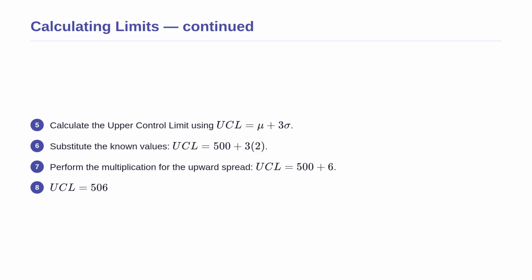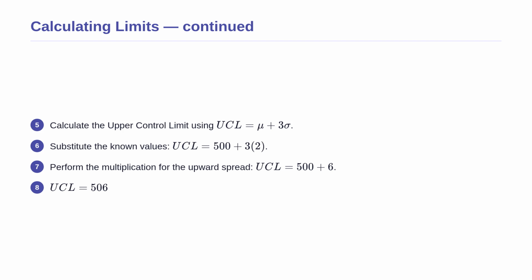Continuing with our filling process, we now calculate the upper control limit. We write down the formula, which adds 3 standard deviations to the process mean. We substitute our known values. The average of 500 replaces the mean symbol, and the standard deviation of 2 replaces the sigma symbol. We perform the multiplication first, multiplying 3 by 2 to get a total spread of 6 milliliters.